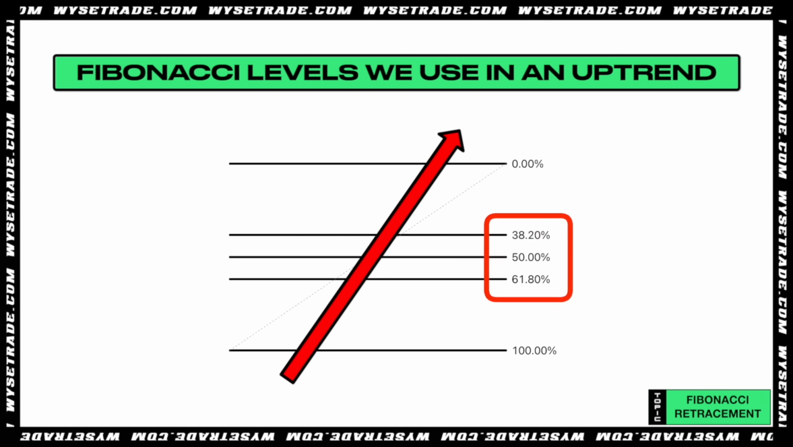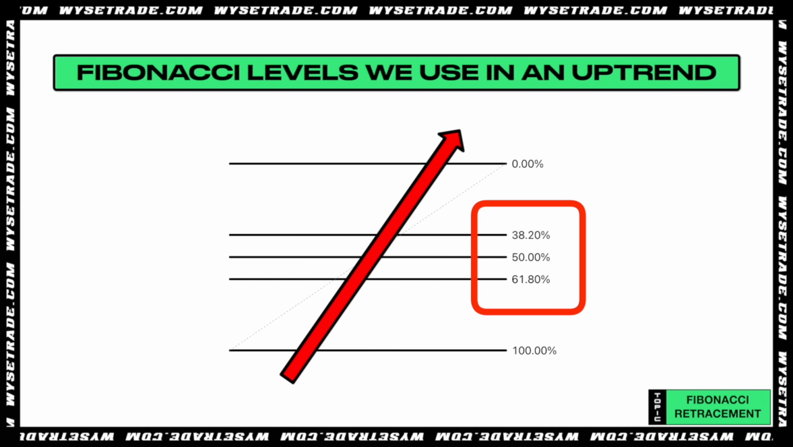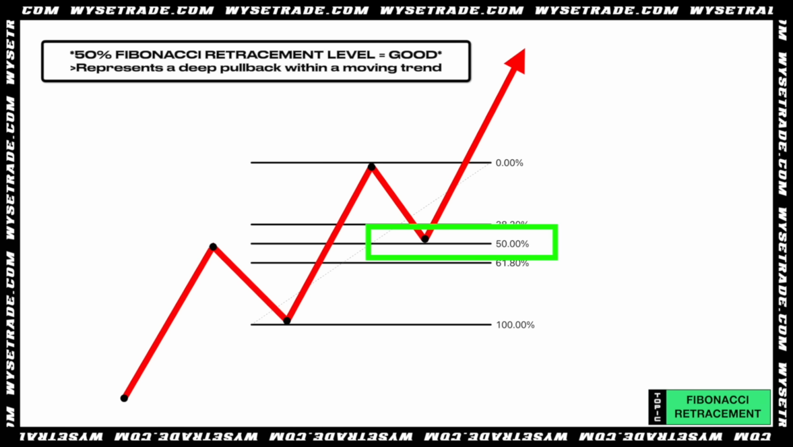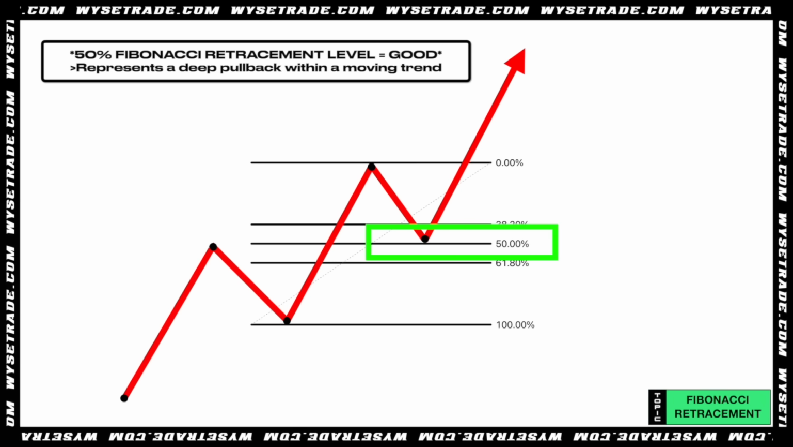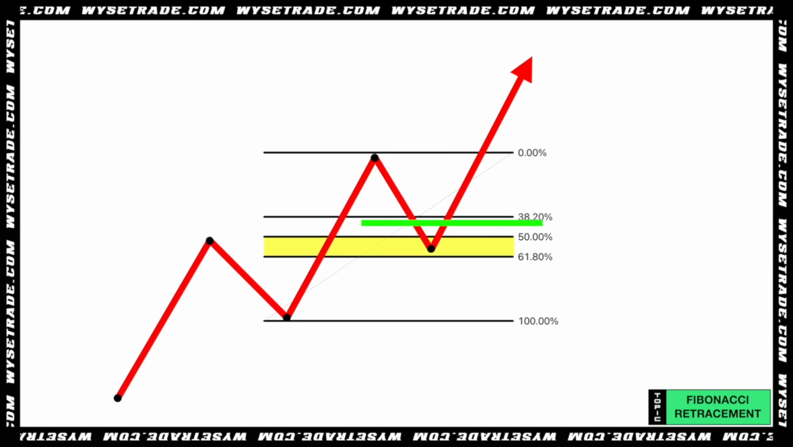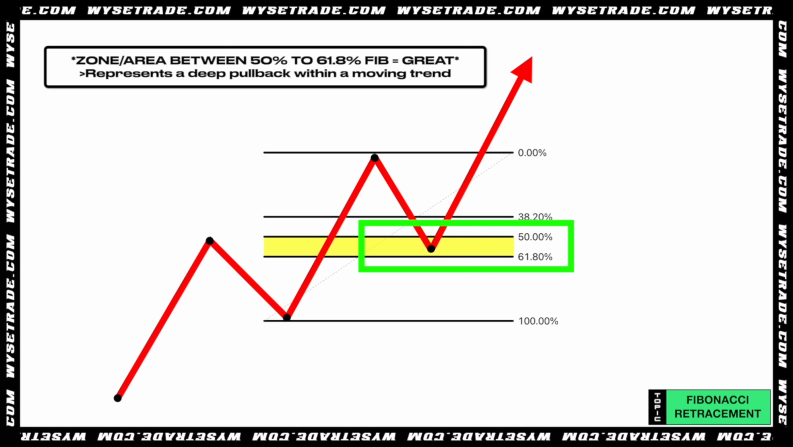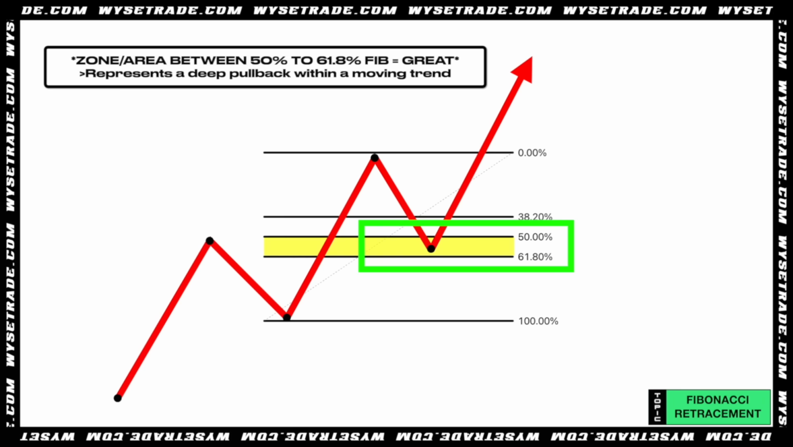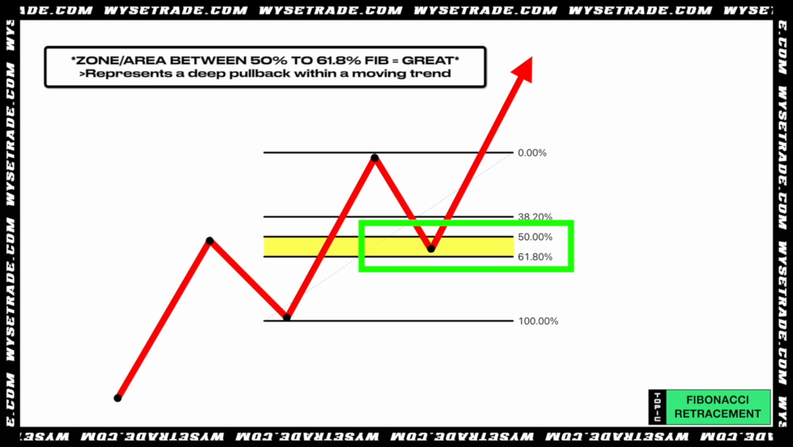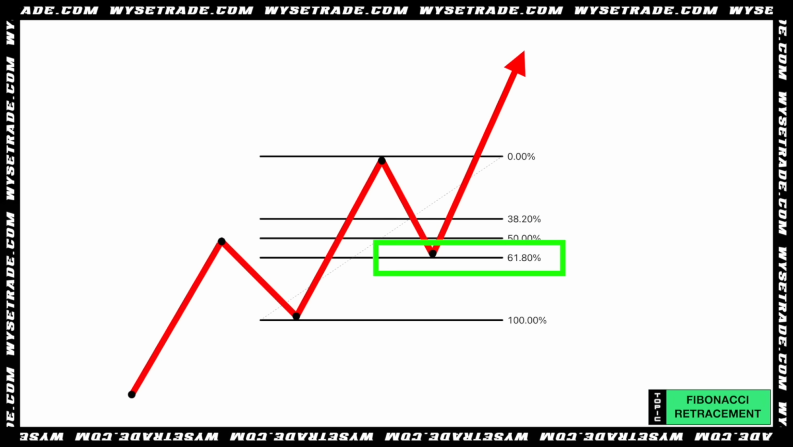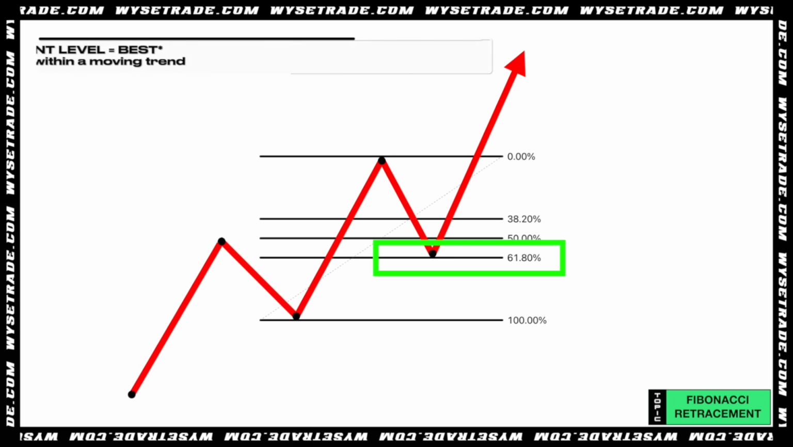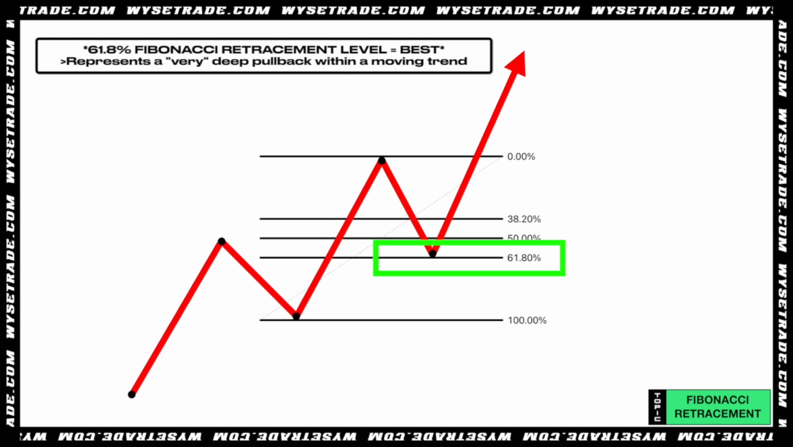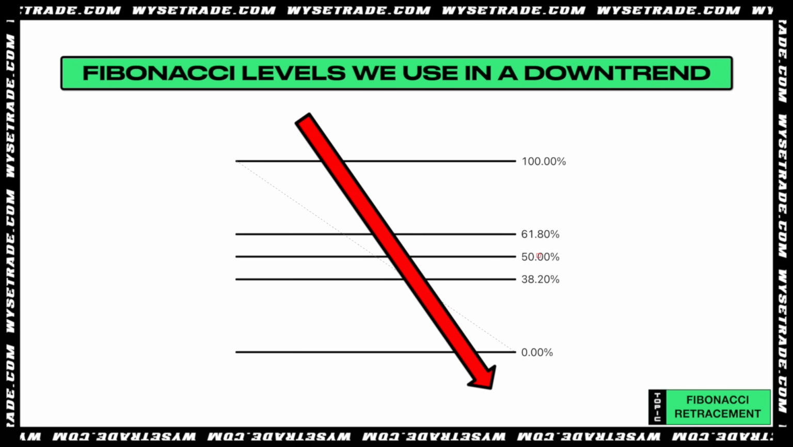So in an uptrend, these are the Fibonacci levels we look for. First, the 50% Fibonacci level, which is what we call good because it represents a deep pullback within a moving trend. Next is the zone and area between 50% fib and 61.8% fib, which is what we call great because it represents a deep pullback within a moving trend. Then we have the 61.8% Fibonacci level, which is what we call best because it represents a very deep pullback within a moving trend. In the opposite direction, in a downtrend, the same thing.